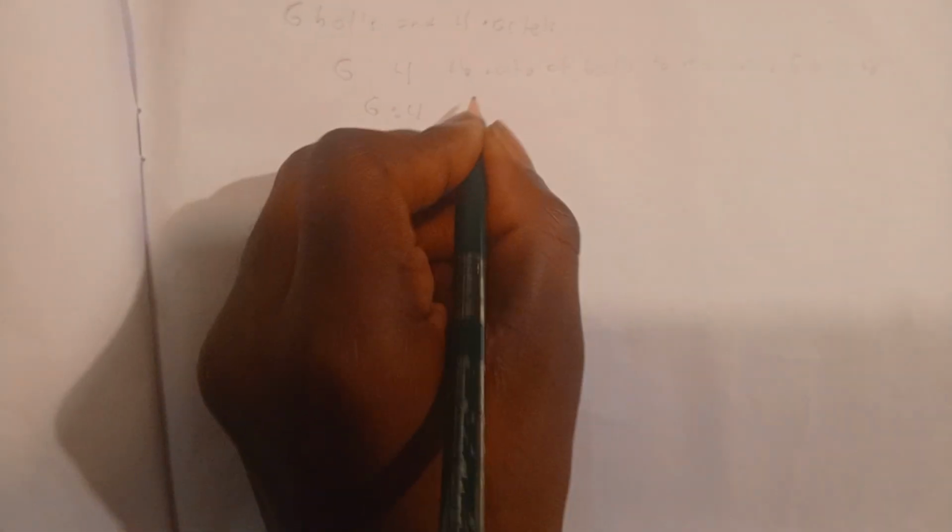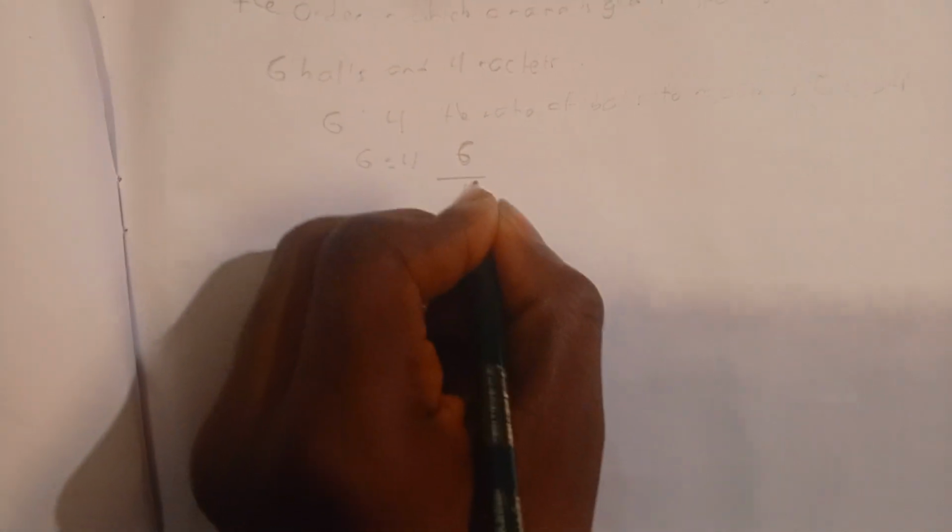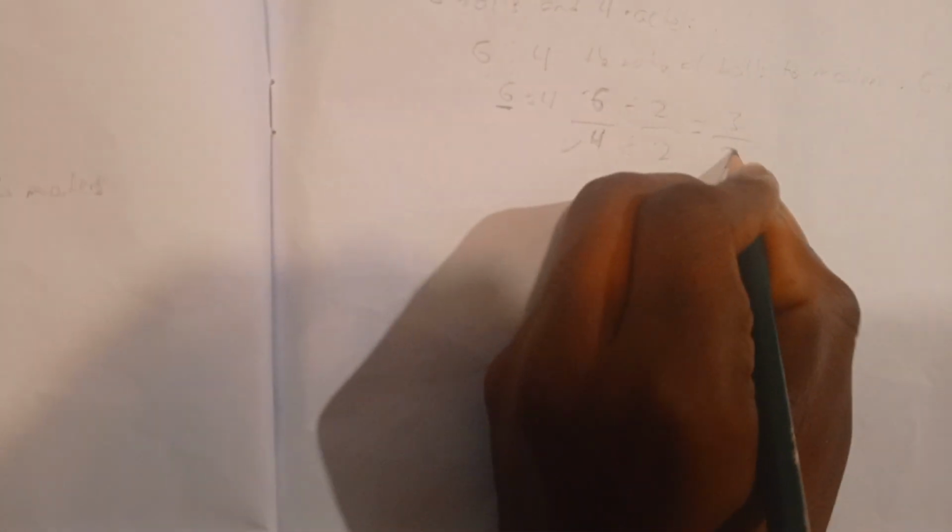And you know that this can also be written as a fraction. So 6/4. This is the first one, so it becomes the numerator and this becomes the denominator. You divide it by 2, the highest common factor, and you get 3 and 2.